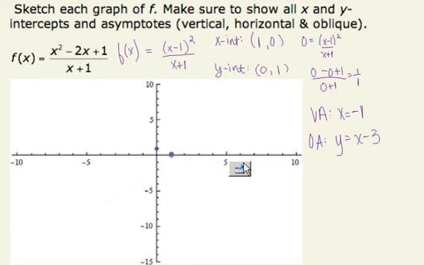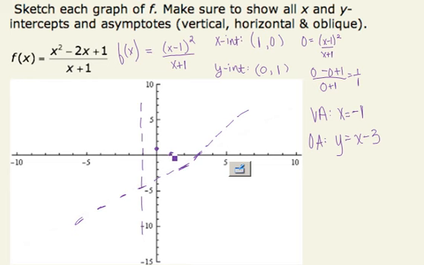I have a vertical asymptote at x equals -1, and we plot vertical asymptotes by a dashed line. I have an oblique asymptote at y equals x minus 3. That has an intercept of -3 and a slope of 1, so it would also go through (3, 0) as an x value. And so I have some oblique asymptote that looks like that.